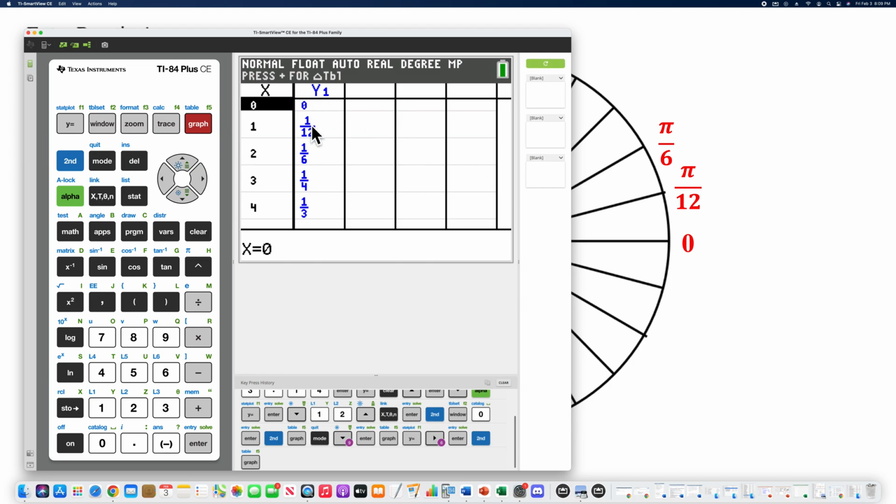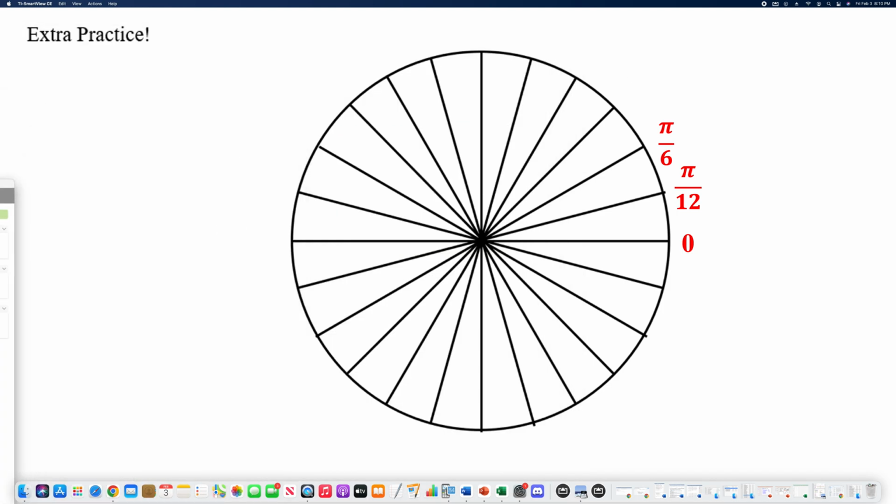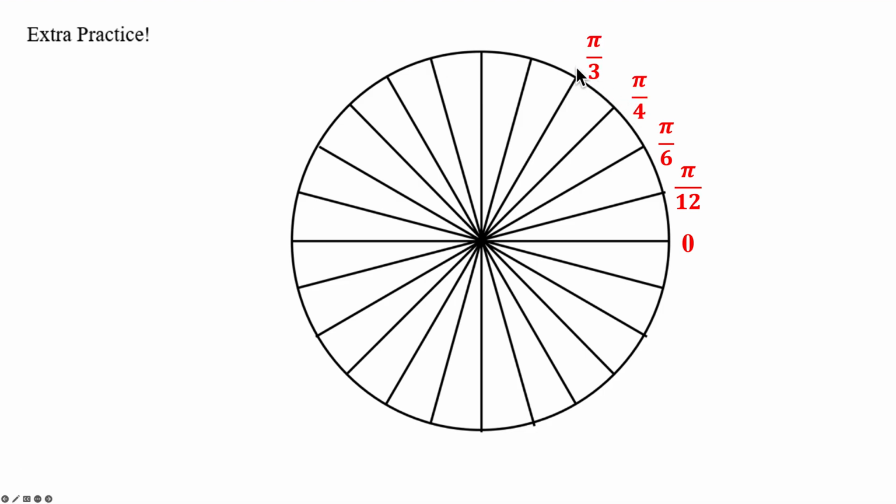There's my 0, my 1/12. So all we have to do is put pi on the top with the numerator. 1/6, 1/4, 1/3. And you can just keep scrolling down and you'll find all the fractions until you get to 24 over 12, or 2. There's my 2 pi. So that's a quick and fancy way to get to all those fractional radians going around the circle.